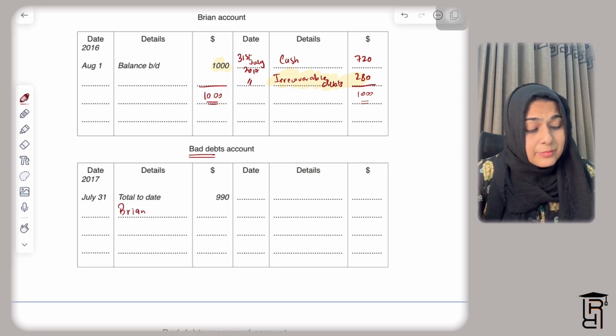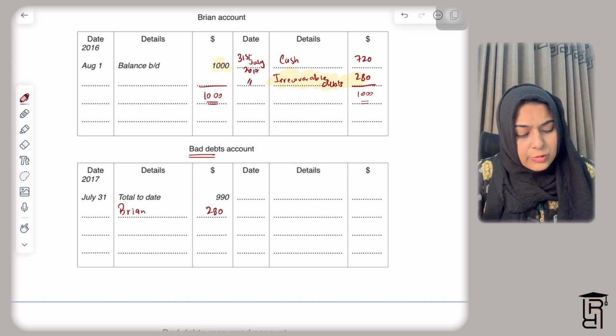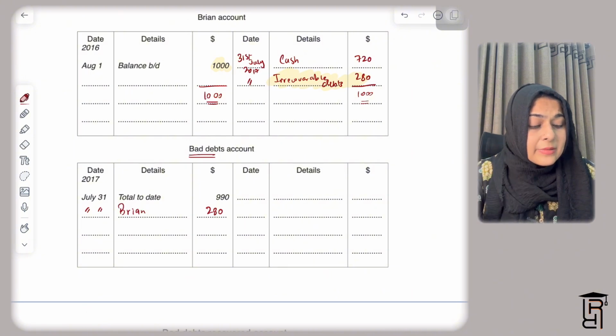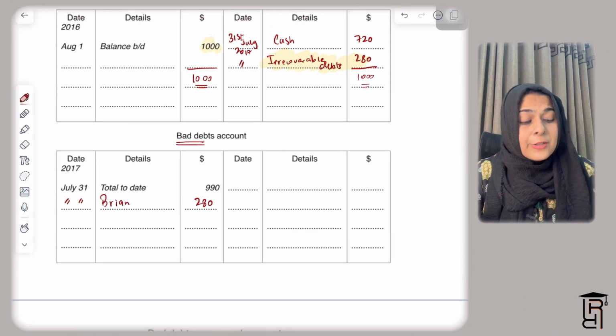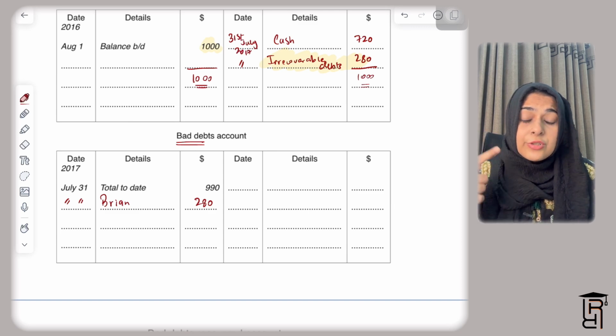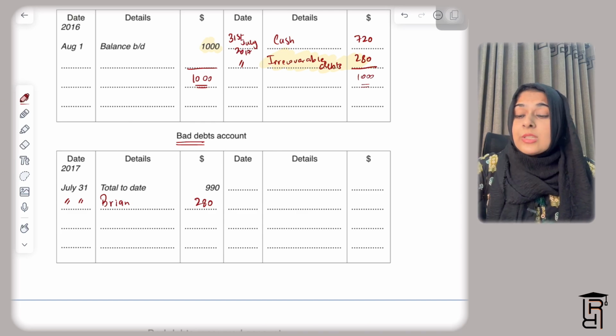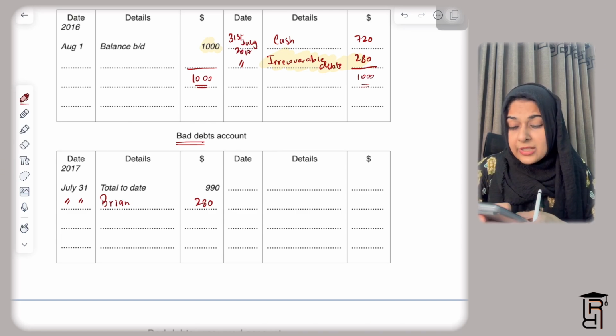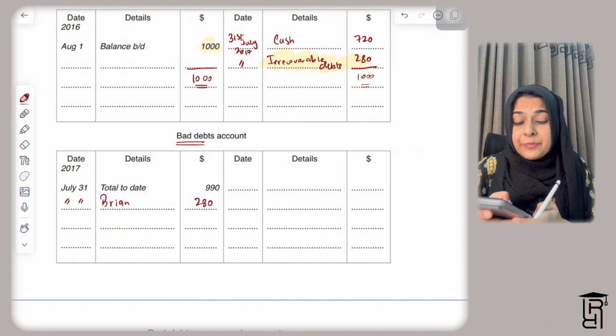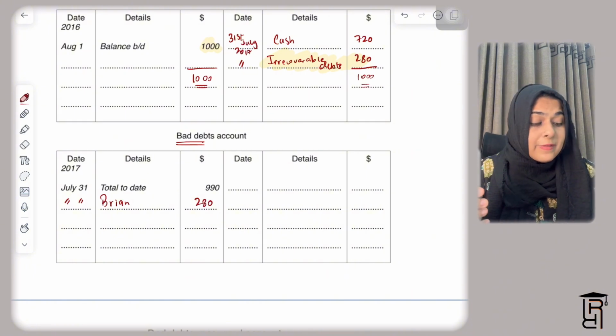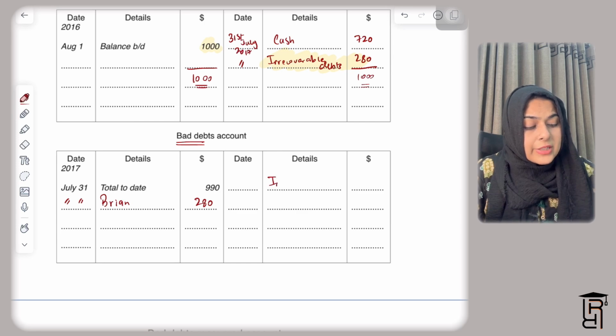So Brian is credited, irrecoverable debts is debited, and this is going to be $280, dated July 31. Because we need to make a transfer to an appropriate account and it's the year end, you need to transfer this. Expenses and incomes will be transferred to the income statement. So the amount for Brian's irrecoverable debt and the other irrecoverable debts, the total amount is 1270. I'll transfer this to the income statement. This will go in the income statement as an expense. This will be July 31.